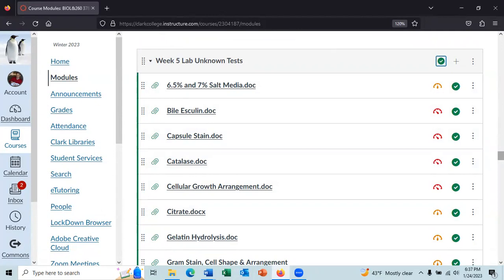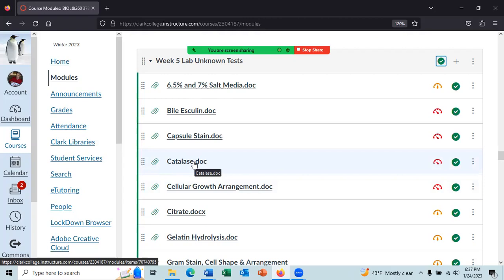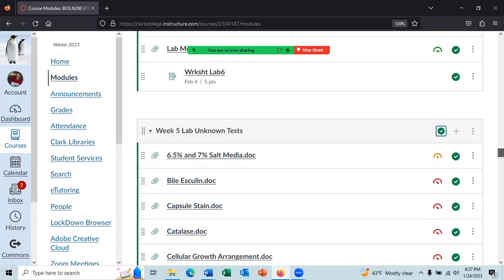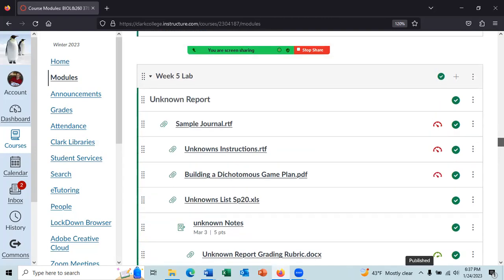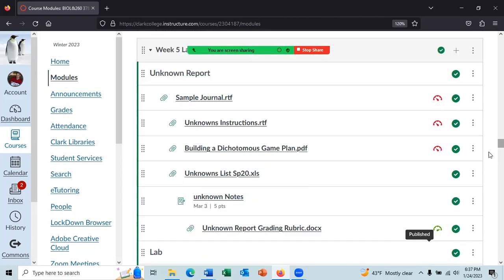After that, you will figure out what the possible species could be and decide what tests you want to do, and you will request a test. Like you could request, I want the catalase test, and you will request that online, and then I will give you the test online. It will all be done in the unknown notes page, other than my first email, which I'll talk about next week. Any questions? If not, let's get on to the lab for today.